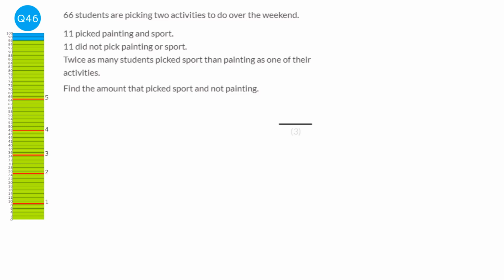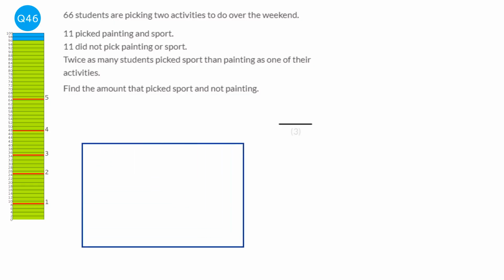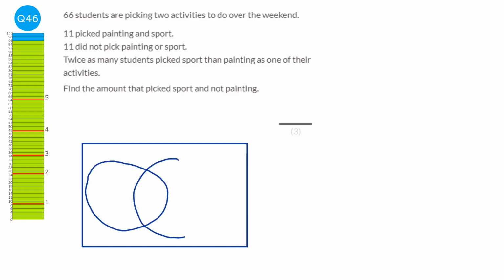So this question will probably need a Venn diagram just to make it a bit easier. So I'm going to draw a Venn diagram. You don't need to. If you can work out how to do this question without, you can do, but I think this is a really tricky question to do without a Venn diagram. So it says that they picked two activities. It was either painting, which I'll put as a P, and sport, which I'll put as an S.